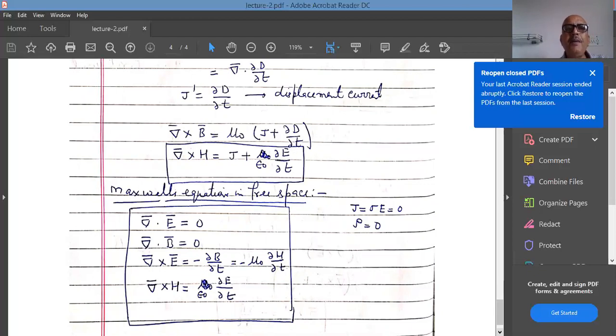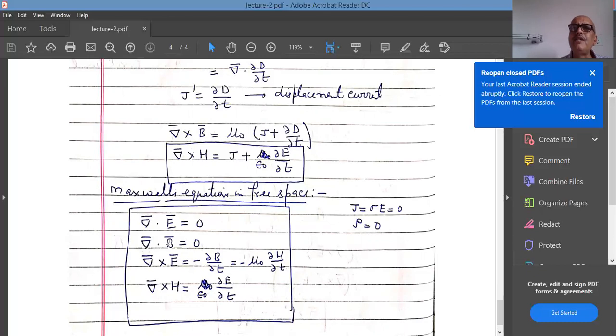So in that case, we can write down these equations in a very simple way. Divergence of E is equal to 0, divergence of B is equal to 0, curl of E is minus del B over del T, and curl of H is epsilon 0 del E over del T. So you can see that in free space, the electric field and the magnetic field equations almost behave in the same fashion. What I mean to say is that if you understand the behavior of the electric field, you can predict similar behavior for the magnetic field as well, just by looking at the equations. So this is for free space.